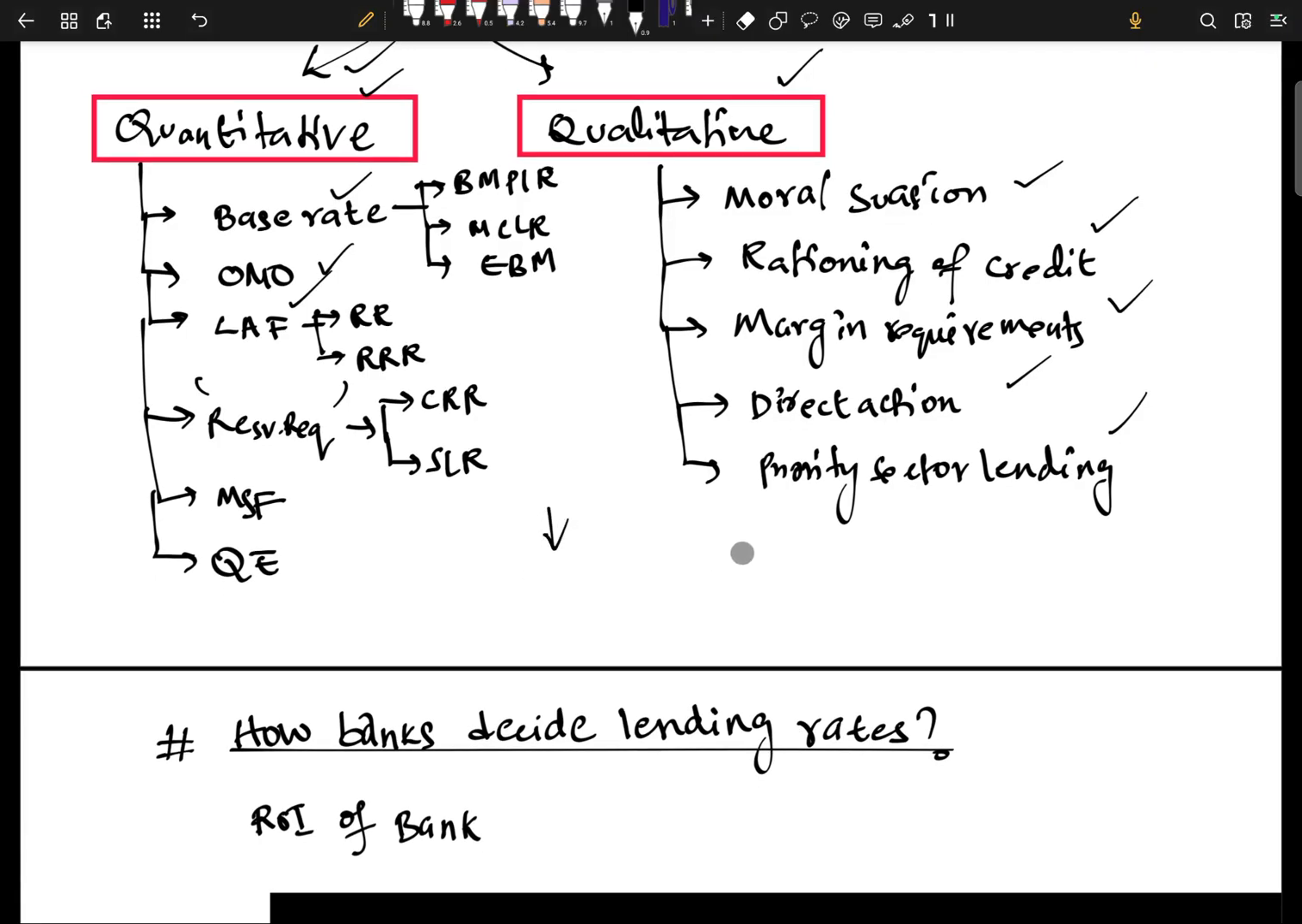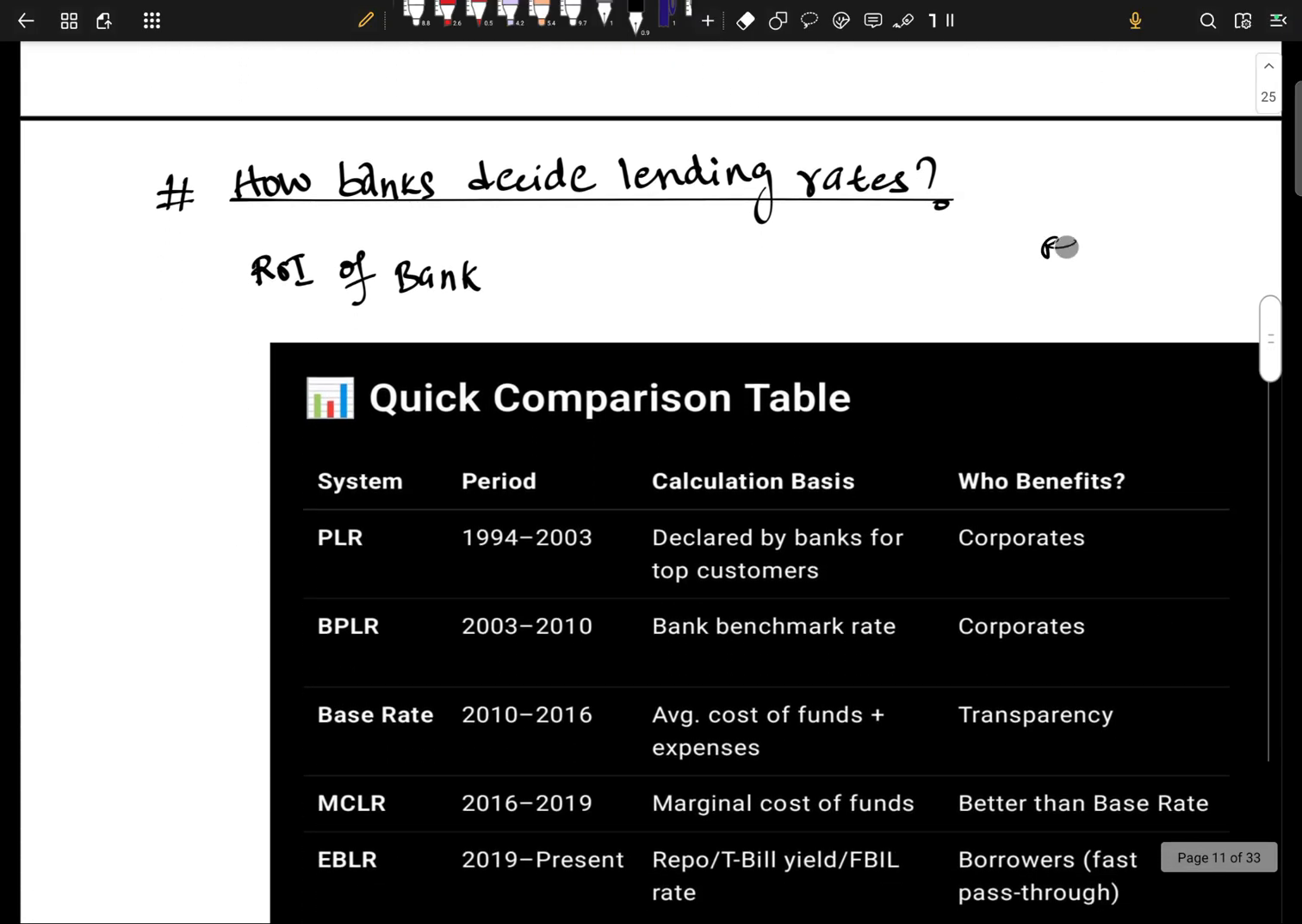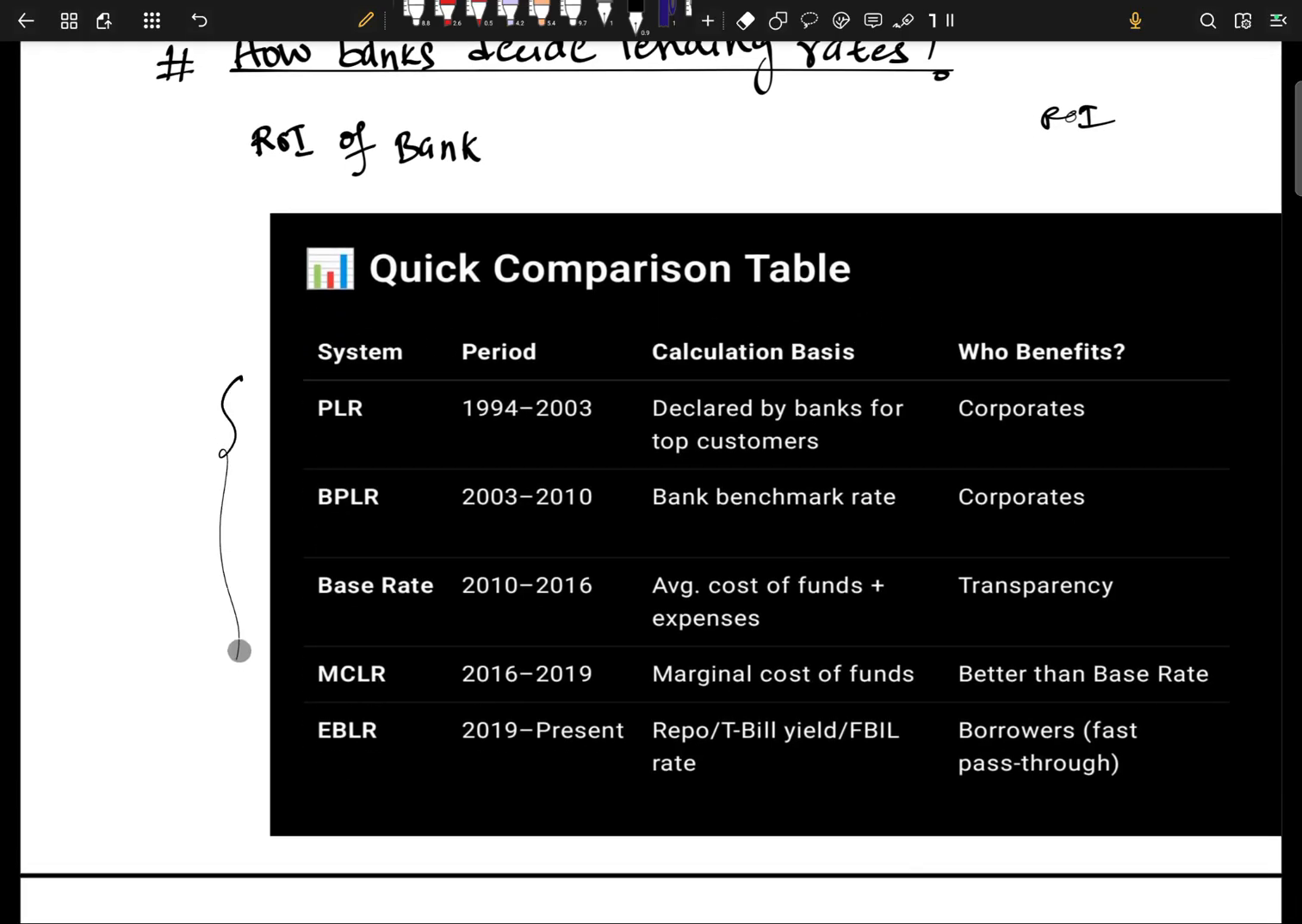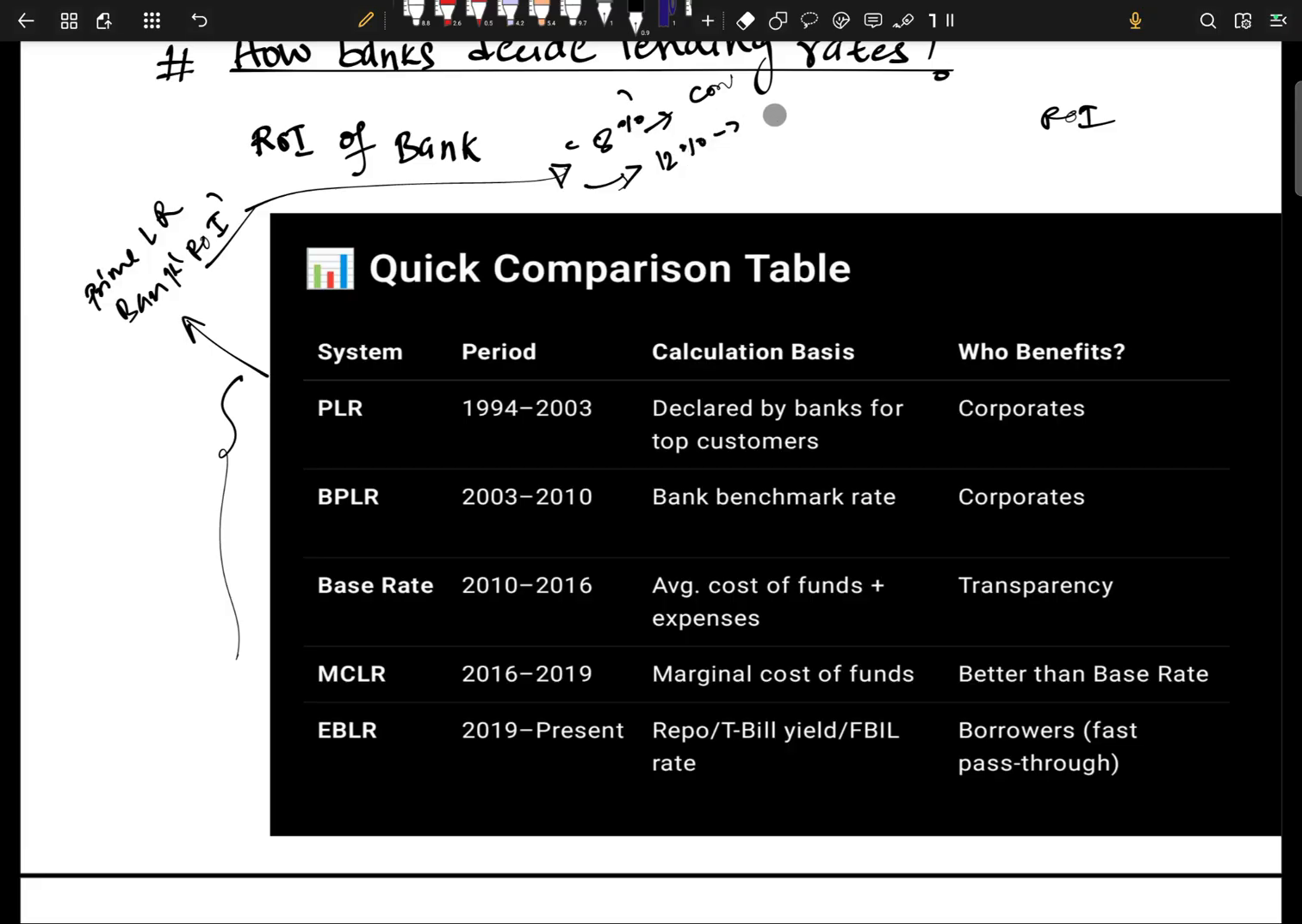But before going anywhere, let's see how banks used to decide their rate of interest, right? The decision on rate of interest has been evolving over a period of time. From 1994 to 2003, banks used something called the prime lending rate. Under this, banks can decide the rate of interest as per their wish. So what happens here? Because banks can decide the rate of interest, banks used to give, for example, 8% to corporates, and 12% to normal consumers, the common public, that is you and me.